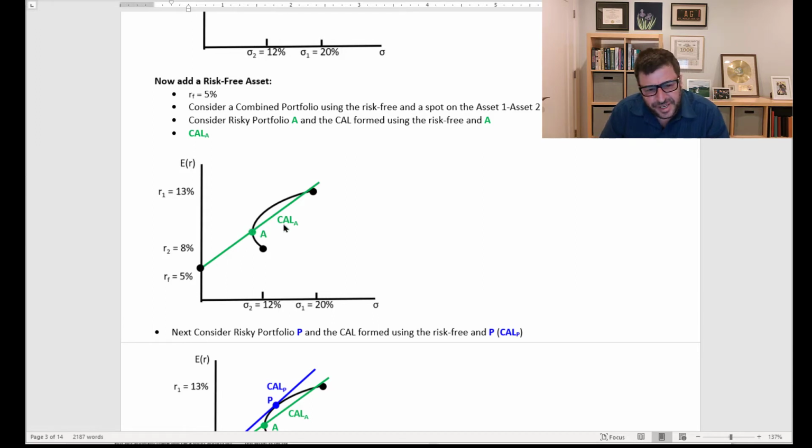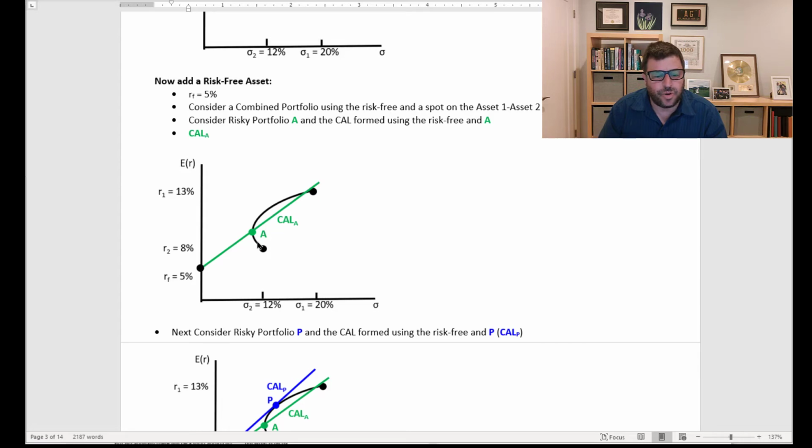Technically, this should be kinked once I get past A, but for now, let's just leave it where it is and assume that I can both borrow and lend at the same rate. And so therefore, I can draw a straight line. So this is the capital allocation line through point A. What I'm doing here is choosing some allocation between asset 1 and asset 2 that puts me at effectively the minimum risk spot. And I'm saying, let's combine this minimum risk spot with the risk-free asset. And I know that I can be anywhere on this green capital allocation line.